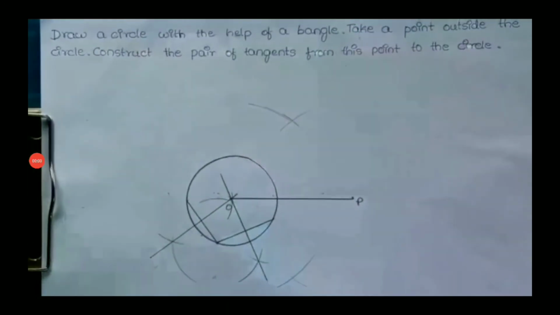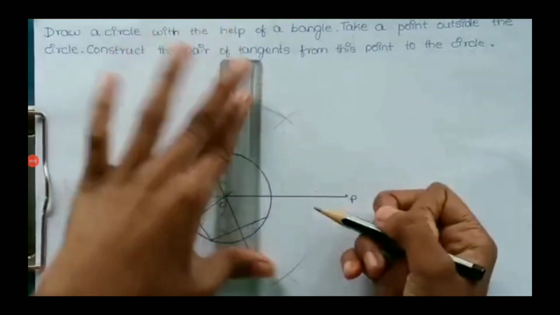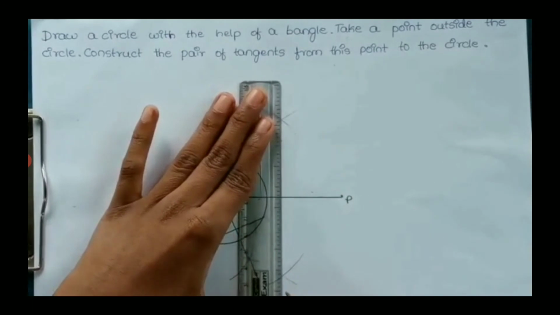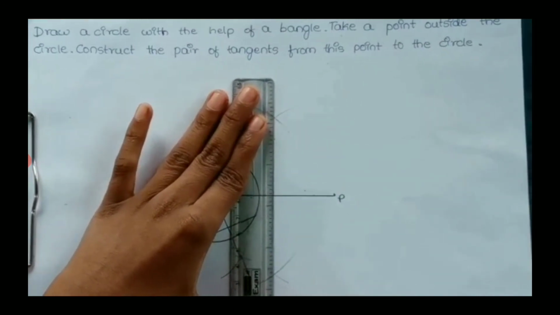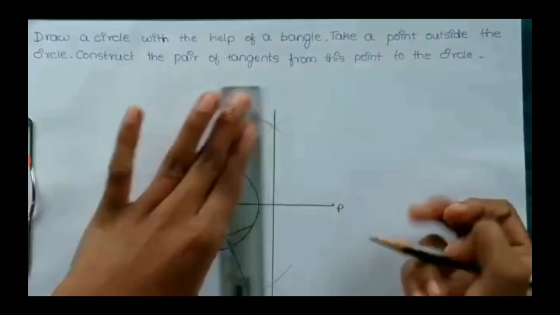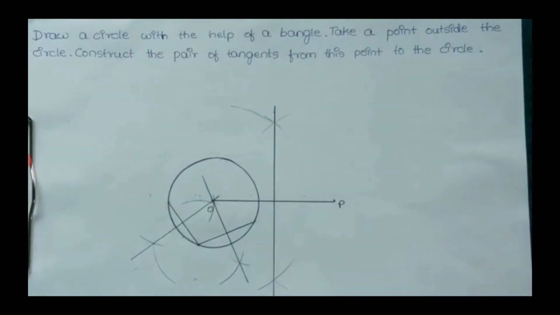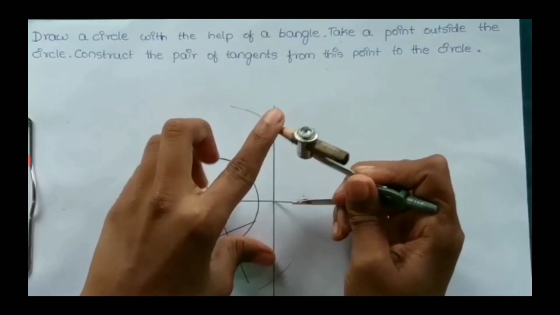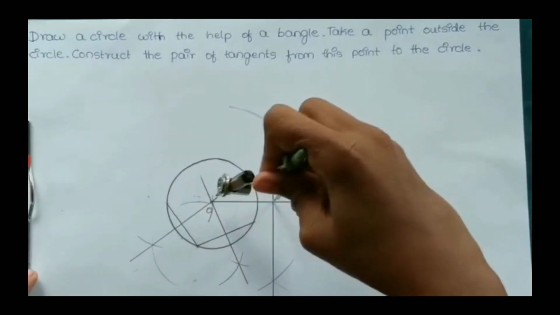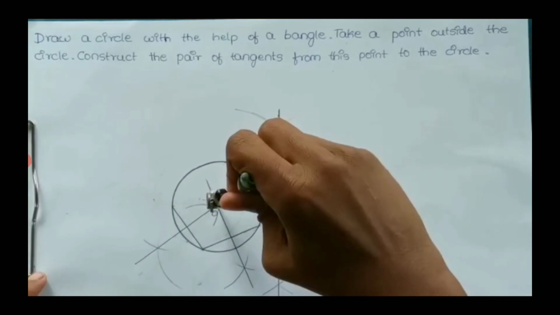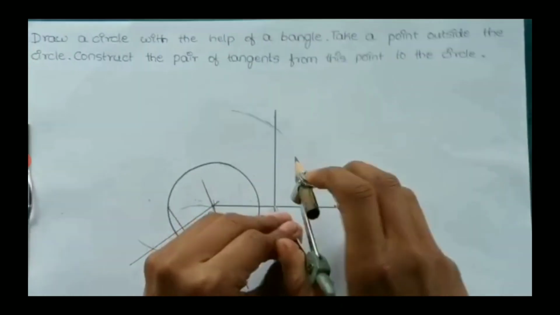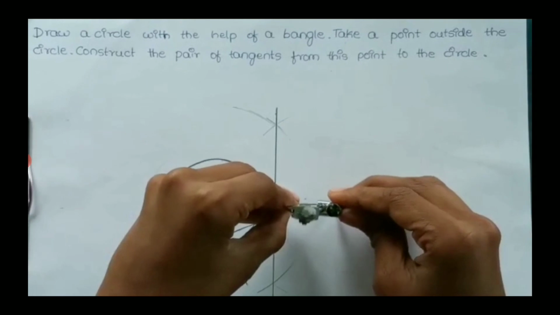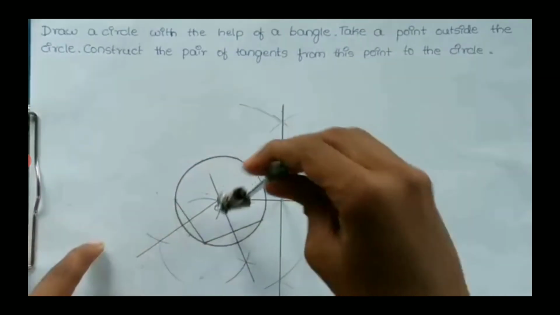draw the curve taking more than half. With O as a center, cut the previous curve. Draw the perpendicular bisector to the line OP to get the midpoint of OP. We have to draw the circle with OP as a diameter to get the point of contact of the tangents from the external point P. So you draw the circle with OP as a diameter.